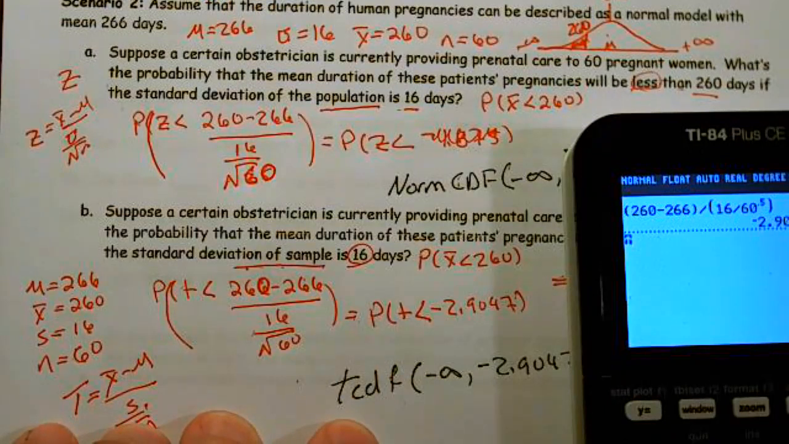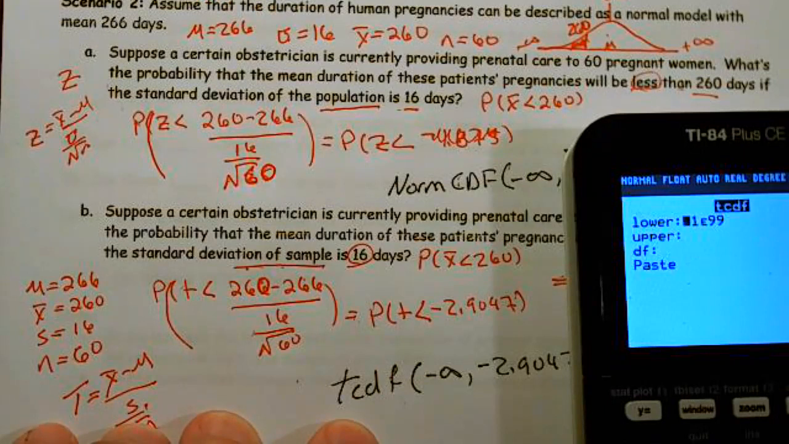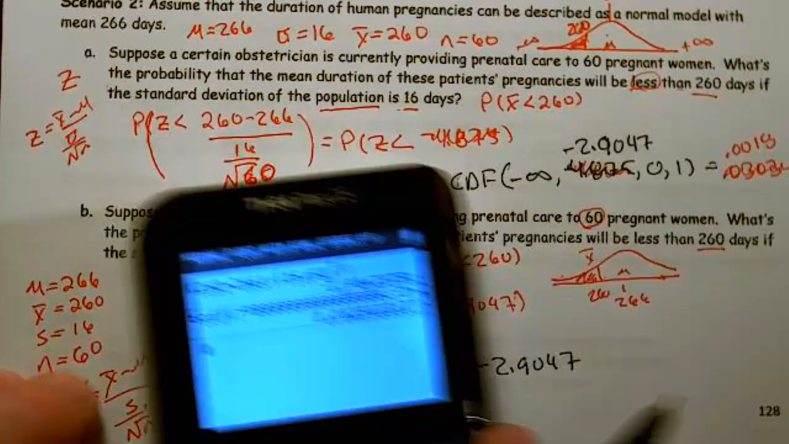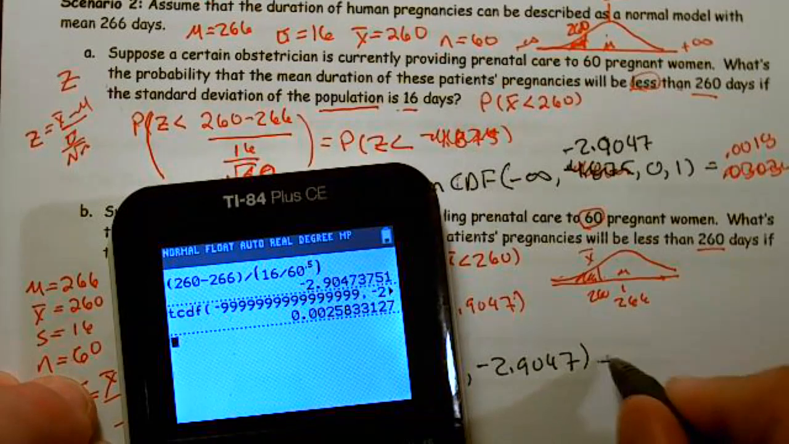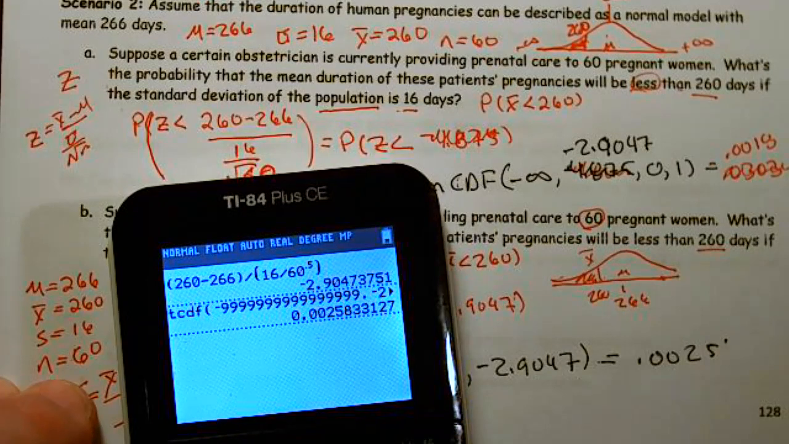And let's go back in there real quickly. And we go second vars, TCDF, my lower negative infinity. So I can just load it up with a bunch of nines if I want to. My upper is negative 2.9047. And my degrees of freedom in this case is going to be that 60 minus 1. So I have 59 degrees of freedom. And I end up getting a value that's larger than this one. Why? There's more area in the tails.